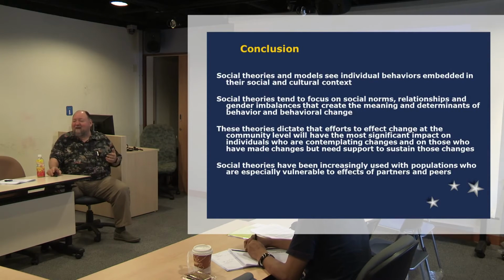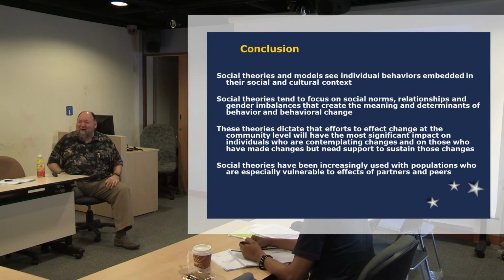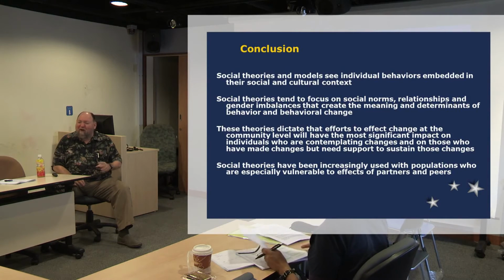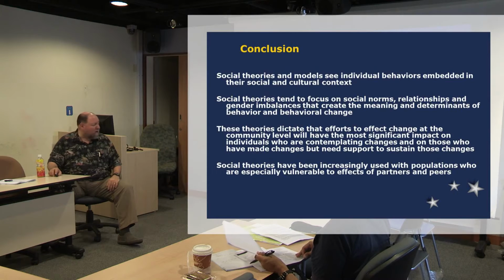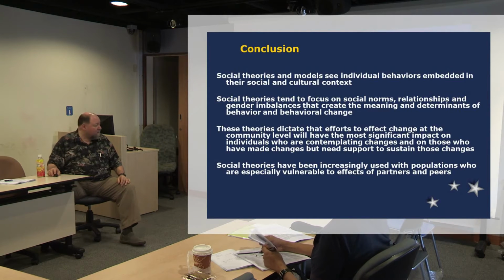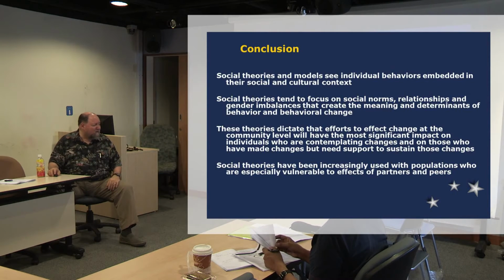It's kind of like, a lot of times I think that interventions are like the Lone Ranger, I'm going to do it all by myself. And I think it's folly to think that you can have this kind of influence by yourself. And maybe if you're in a position of authority, people will listen to you while you're there. But once you're gone, they go back to their old way of doing things. You need a lot of reinforcement. You need to get that social system working with you. I think in particular, getting family support for behavior change is really critical. Social theories have been increasingly used with populations who are especially vulnerable to effects of partners and peers.